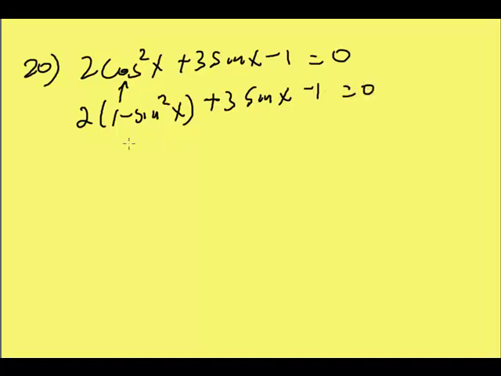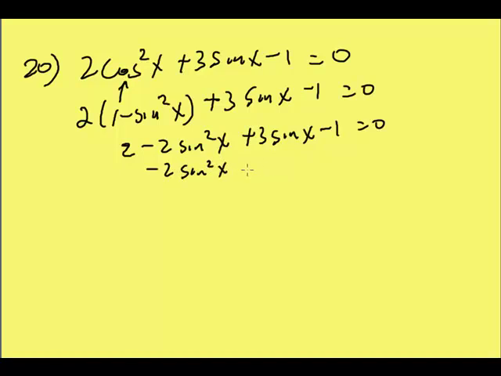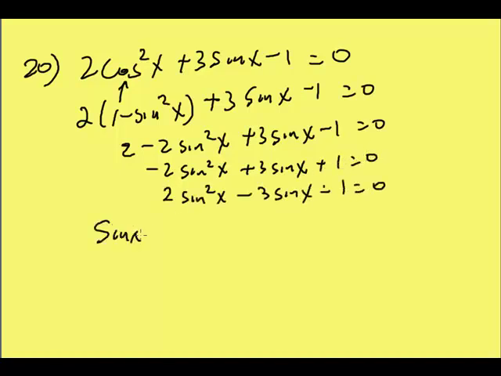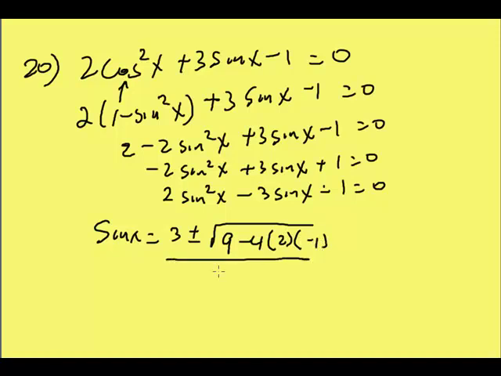Clean it up. Okay, 2 minus 2 sine squared x plus 3 sine of x minus 1 is equal to 0. Clean it up some more. Negative 2 sine squared x plus 3 sine of x plus 1 is equal to 0. Using the quadratic formula, sine of x is equal to negative b, which is 3, plus or minus the square root of b squared, which is 9, minus 4 times a, which is 2 times negative 1, all over 2 times 2. Okay, and then I clean this up.